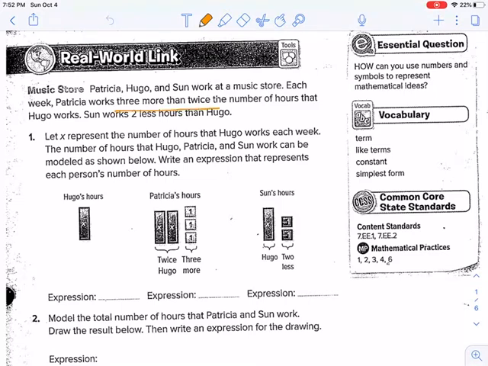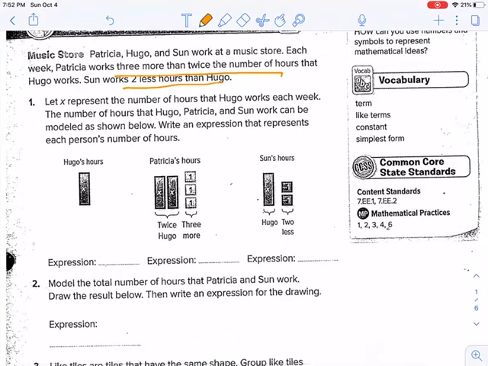Each week, Patricia works 3 more than twice the number of hours that Hugo works. Son works 2 less hours than Hugo. Let X represent the number of hours that Hugo works each week. The number of hours that Hugo, Patricia, and Son work can be modeled as shown below. Write an expression that represents each person's number of hours.